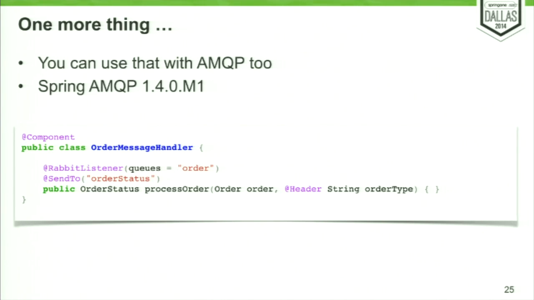So you don't need to define the enable rabbit annotation, you don't need to define the rabbit listener container factory, etc., etc.